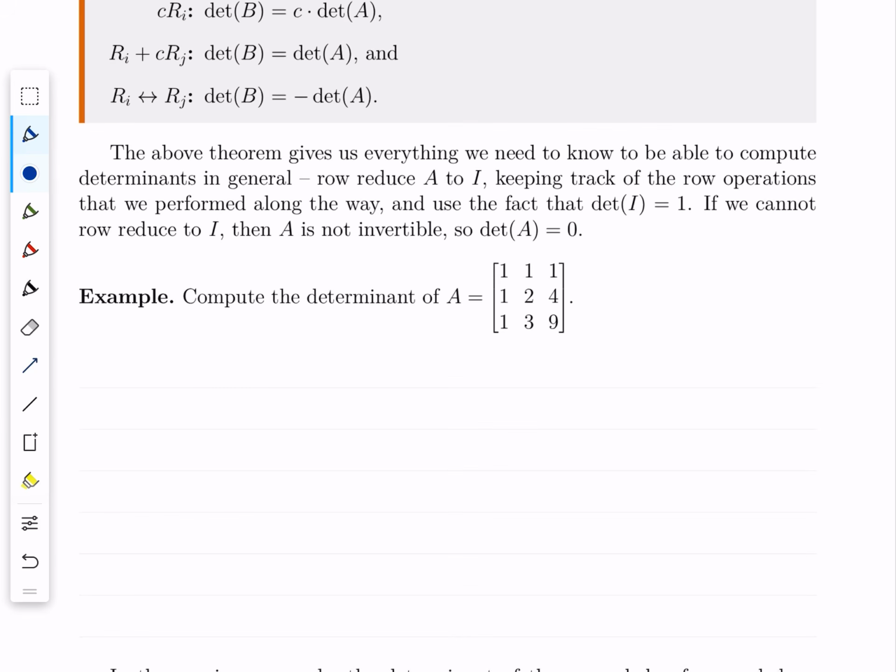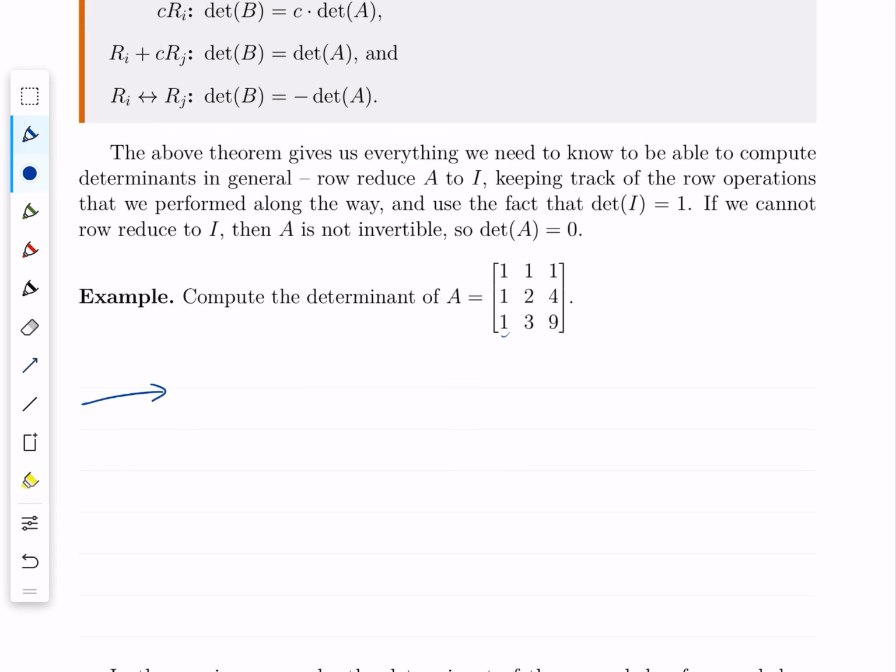Okay, so let's see how to do this. Let's compute the determinant of this 3x3 matrix here. Let's just start row reducing. It's very important when you do this to keep track of which row operations you're doing, because we're going to need them to compute the determinant at the end of the day. Before, when we were solving linear systems, we just kept track of them so we could keep track of the work that we did and make assignments easier to mark. But now we're actually going to need them to solve the problem. So keep track of your row operations.